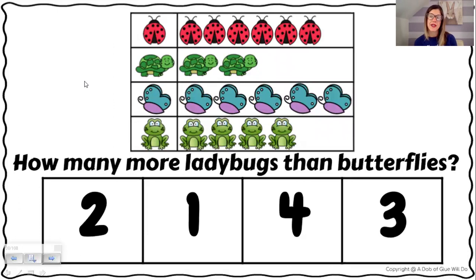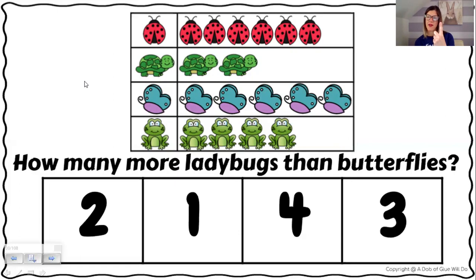How many more ladybugs than butterflies? Okay, so let's first find out how many ladybugs there are. There are 1, 2, 3, 4, 5, 6. 6 ladybugs. And there are 5 butterflies. So if you want to find out how many more ladybugs than butterflies, you could subtract, start with 6 ladybugs minus 5. You happen to know what that number is? 6 minus 5. 6 take away 5. Well, I'll tell you how I solve it. I start at 5 and I count up to 6. 5, 6.